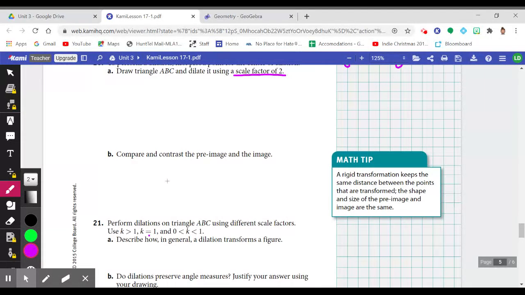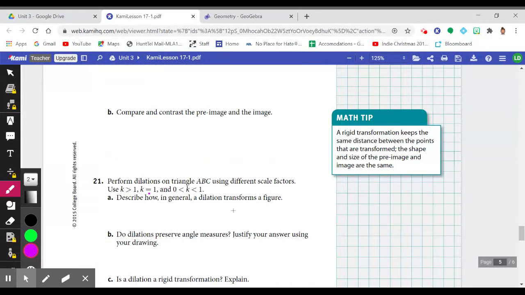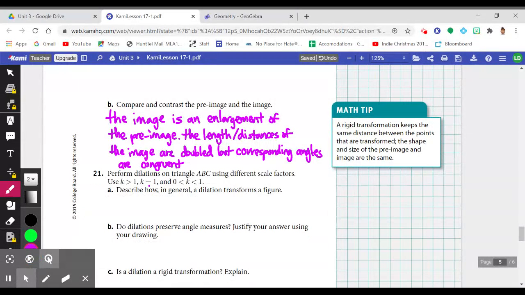So we did quite a bit of comparing and contrasting the pre-image and the image, so I'll add a little answer here. I took a moment and said the image is an enlargement of the pre-image, so there's that contrasting. They're obviously different sizes. In fact, the lengths and distances of the image are doubled, but, and here's the comparison, corresponding angles are congruent. These shapes are actually very similar. They don't have the same size, but they do have the same shape.